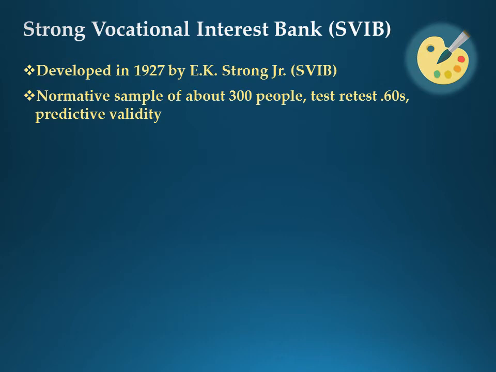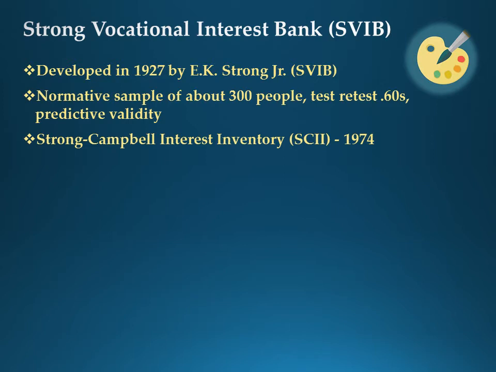Now if we have to look at the revision, this test was actually later on revised, rather looked into by some more people, and it came to be called the Strong-Campbell interest inventory. This version was created in 1974. Let's quickly take a look at this as well.